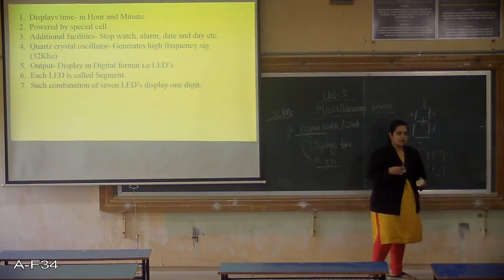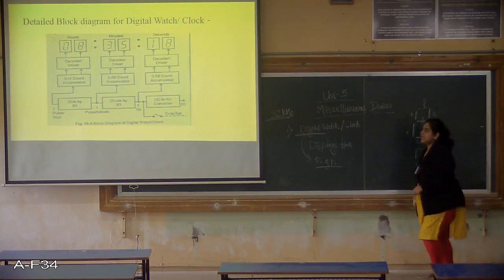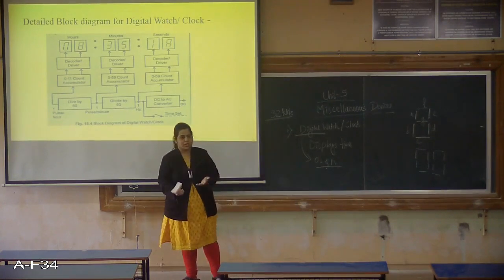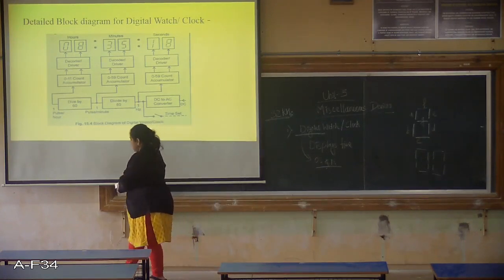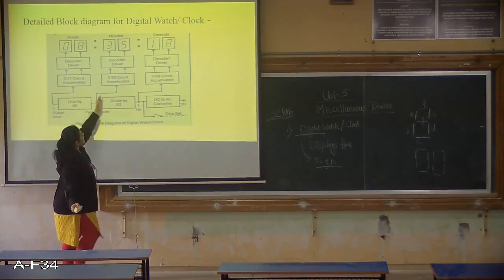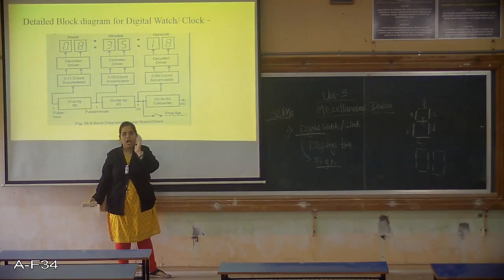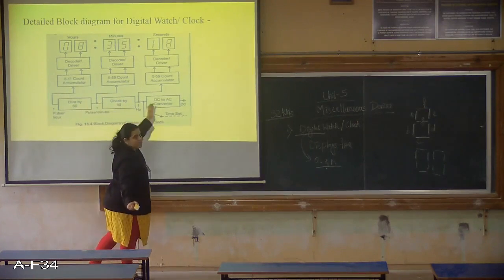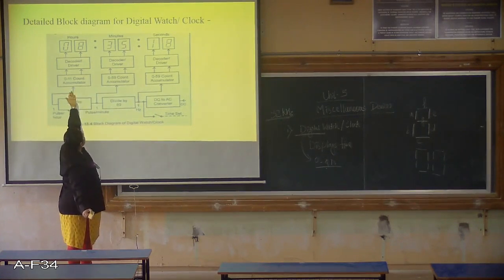Now we'll go to the construction and working of the detailed block diagram of digital watch. That was the general basic block diagram, showing how many blocks it consists of, but this is the detailed block diagram. Here you can see each section is divided into 3 parts, basically the hours, the minutes, and the seconds. The basic output of the digital watch is that it displays in hours, in minutes, and in seconds. So these 3 sections are very important. Each section has the LED display.